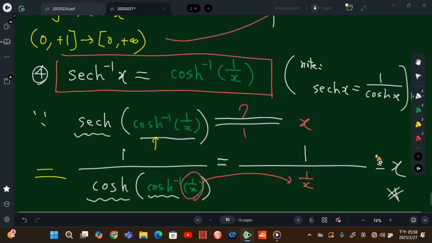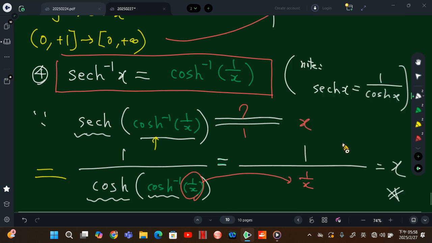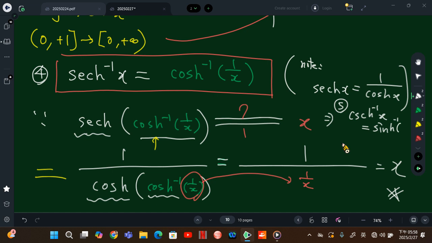Okay, so similarly, if you follow the same way, for the same idea, you also can get that arc hyperbolic cosecant function x is equal to arc hyperbolic sine of 1 over x. Then follow the same rule, you can get these two. So you can finally conclude these two properties.